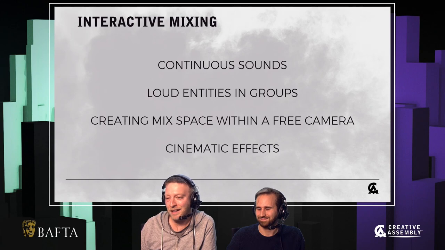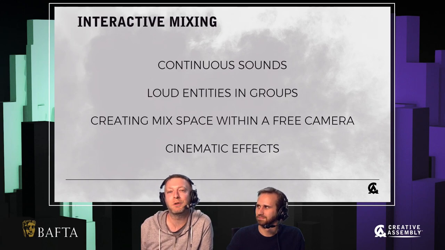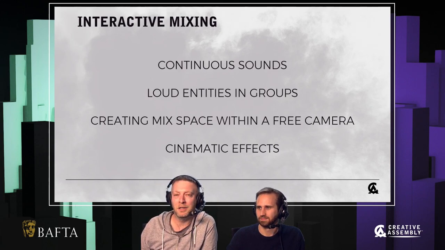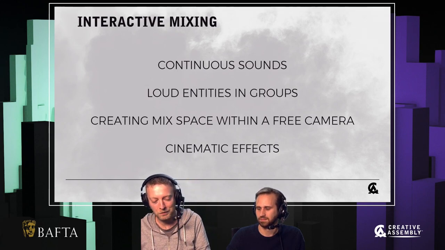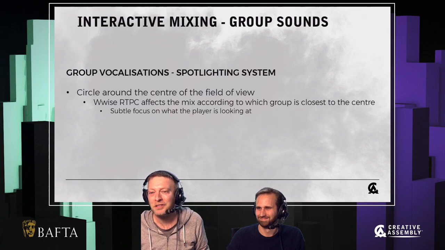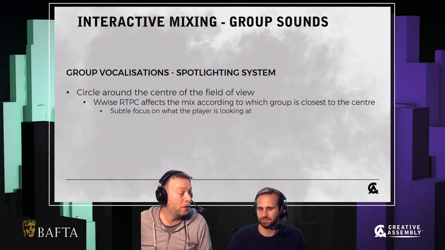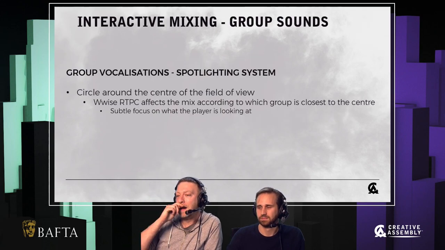So the game's got to sound good wherever the player puts the camera, as best as we can make it sound. And what other systems do we need to create for moments of punch in the mix and cinematic effects like you'd want to do in a film as well? We try. So first off, moving on to the group vocalization system.